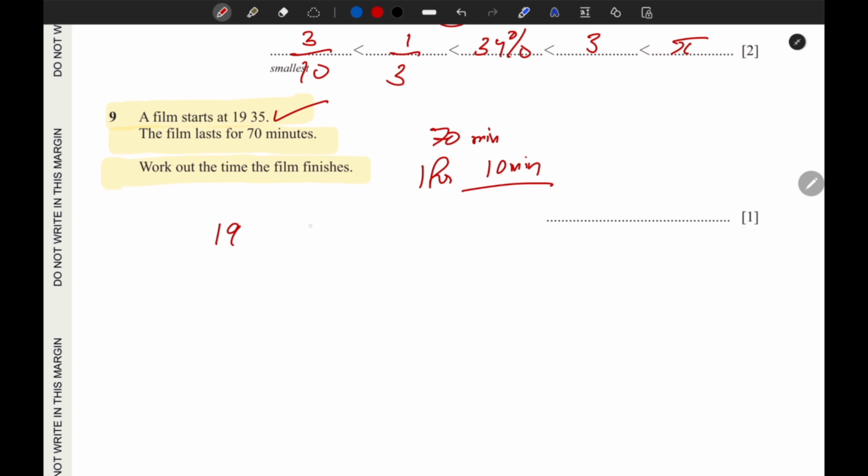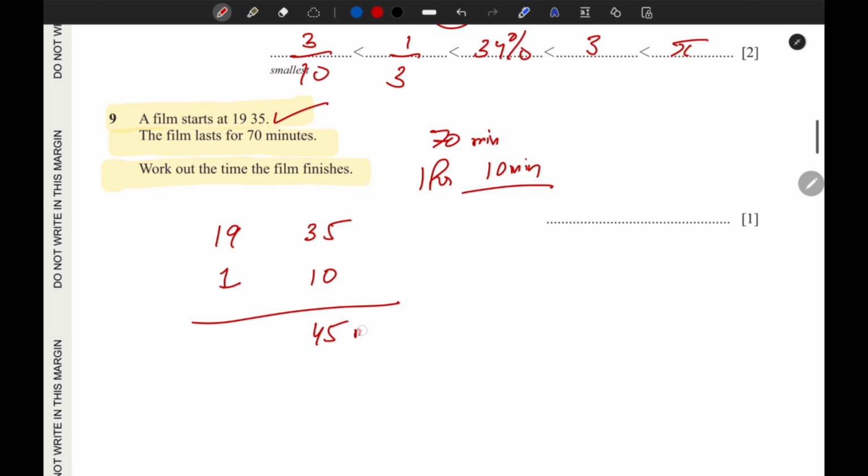So 19 and this is 35. So adding 1 hour and 10 minutes: 35 plus 10 will be 45 minutes, and 19 plus 1 is 20. So this will be 20 hours. So the time we can write is 20:45.